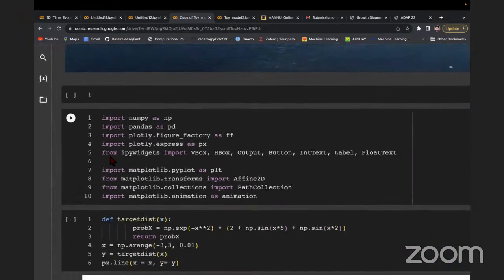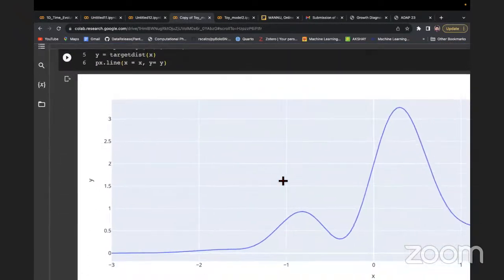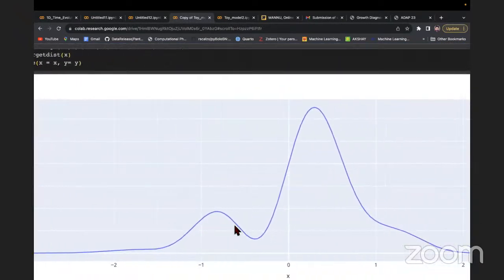If you plot it, you will be getting something of this sort. Okay, this is what you are getting if I plot it. Now it is 1D. There is only x parameter, so that's why I am trying to solve in 1D. Later we'll do it in 2D, 3D, 4D.